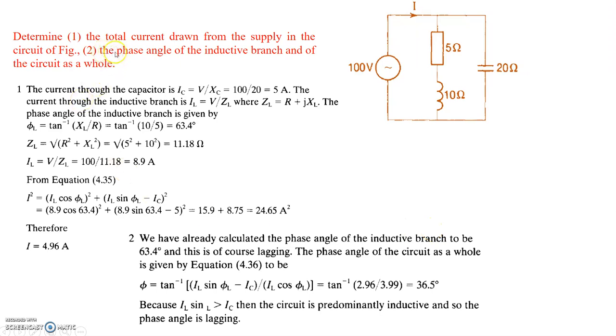And then the second bit that is to be found is the phase angle of the inductive branch of the circuit. That means the phase angle of 5 plus j10 is to be obtained, and then the phase angle of the circuit as a whole is to be obtained. So for this 5 plus j10, the phase angle is tan inverse 10 by 5, which is 63.4, and for the entire thing, after computing the entire impedance, we can find the phase angle of the circuit.